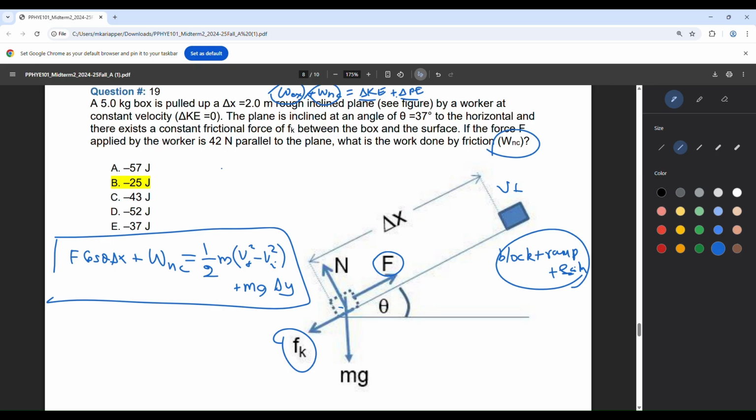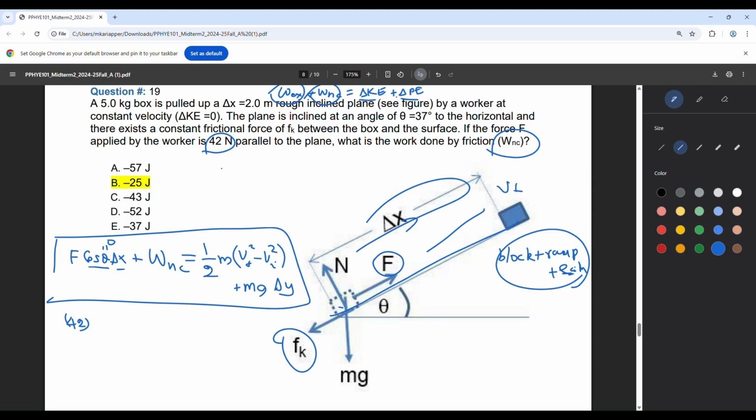F is equal to, can you tell me, someone tell me? 42. Yeah, right. And theta is 0. The displacement is along the ramp. F is not horizontal. F is parallel to the ramp. Delta x is also parallel to it. Same direction. Delta x and F are in the same direction. So theta is equal to 0. Cosine 0 is 1. So I don't have to worry about that.